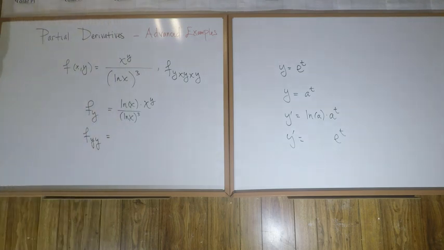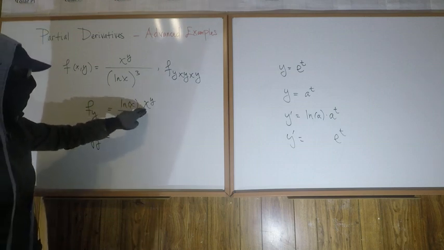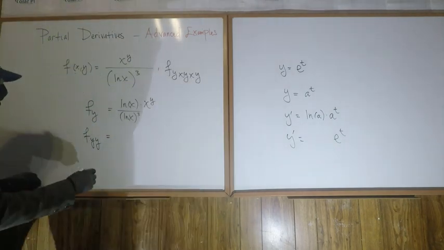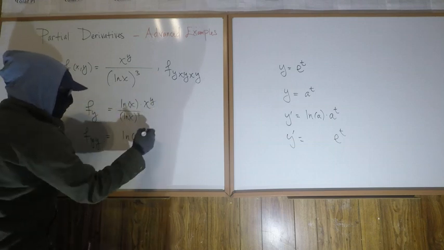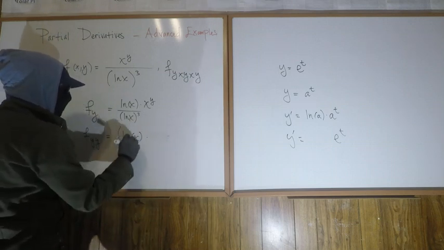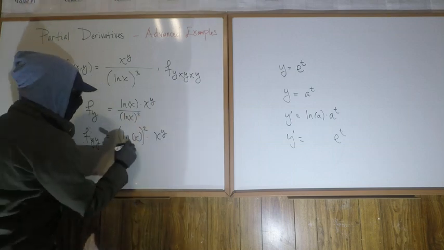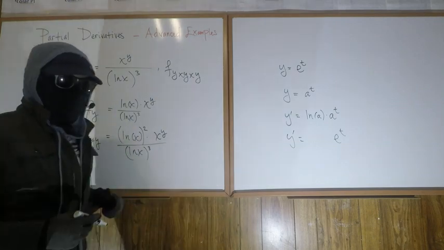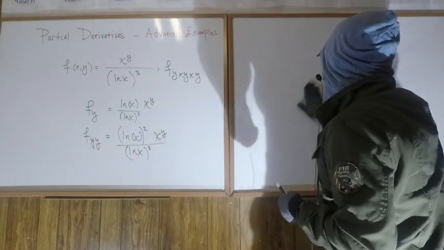Okay, well, fyy. Notice again, this whole thing is a constant, and so the derivative of x to the y, just as before, is going to be the natural log of x times x to the y. So we write the natural log of x, this is that, times the natural log of x, so I could just write natural log squared, and then times x to the y, and then over natural log of x cubed. Got it.